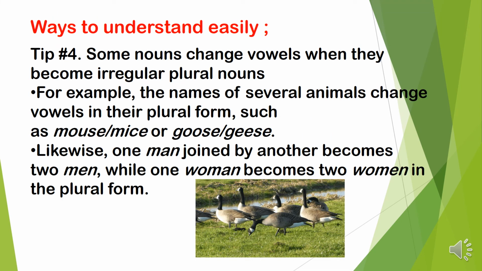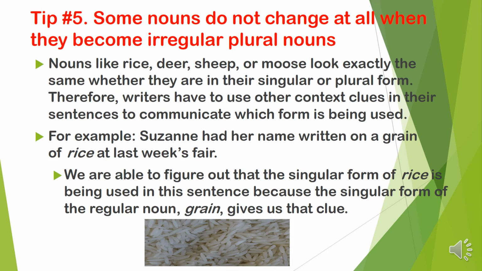Here are other ways to understand easily. Tip number 4: some nouns change vowels when they become irregular plural nouns. For example, the names of several animals change vowels in their plural form, such as mouse, mice, or goose, geese. Likewise, one man joined by another becomes two men, while one woman becomes two women in the plural form. And that is how you change from singular to plural using irregular plural forms of nouns. Next, my dear viewers, we're going to proceed to tip number 5.